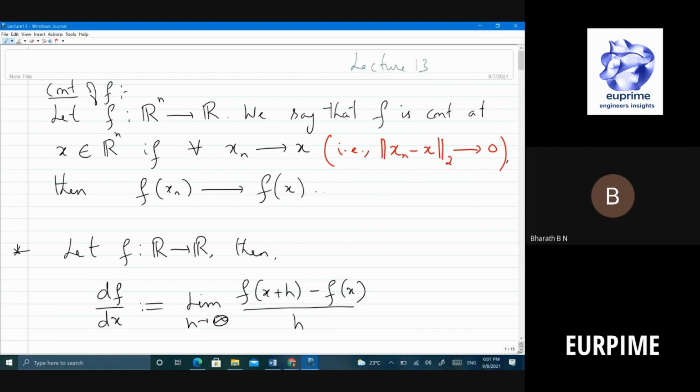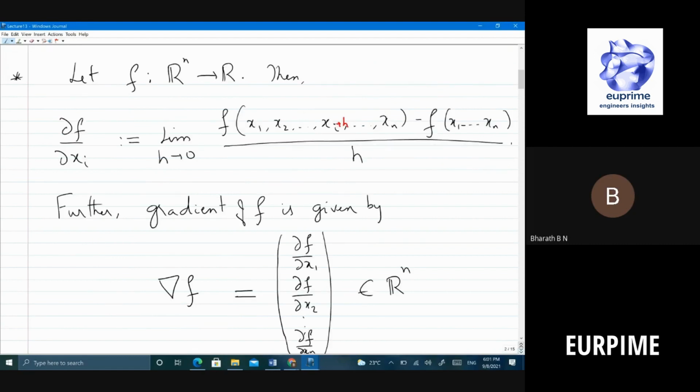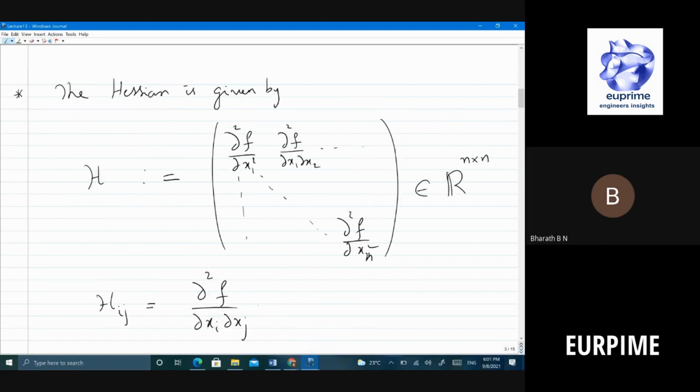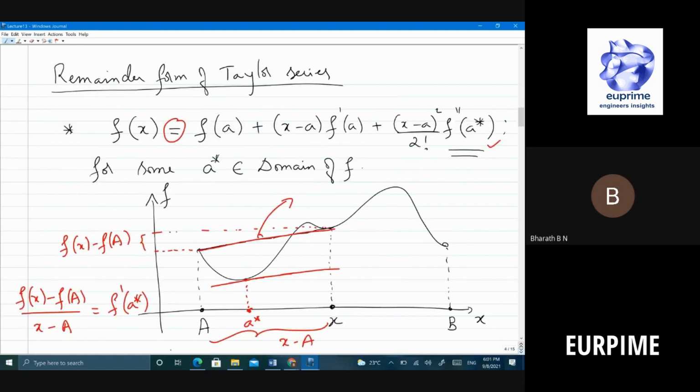That's all. And we saw what we mean by derivative. The analogous thing here is what is known as the gradient. Then we looked at the analogue of the second order derivative. We have what is known as the Hessian, right? It's an n cross n matrix. And then we also looked at the remainder form of Taylor series, which is quite a useful tool to know. The interesting thing about this is it gives you an exact expression for the function f of x.